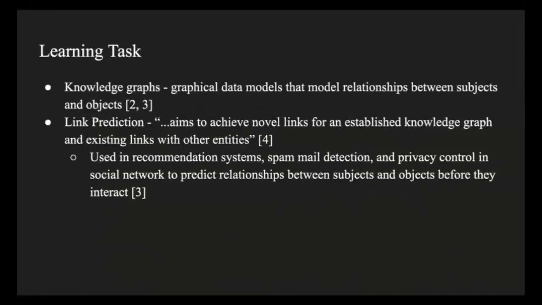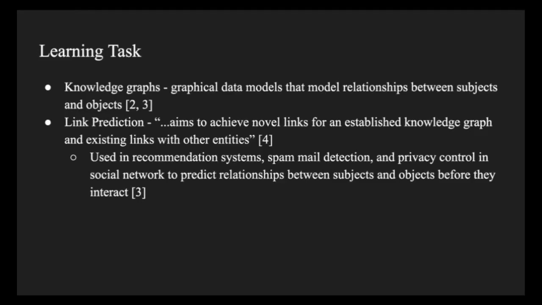To start off, we're going to be talking a little bit about what knowledge graphs are, as these are very important within the learning task that is presented in Detmers et al., which is the paper that we're reproducing. Knowledge graphs are graphical structures that model data that have relationships between two different entities that are called objects and subjects. And the learning task associated with this problem using knowledge graphs is something called link prediction.